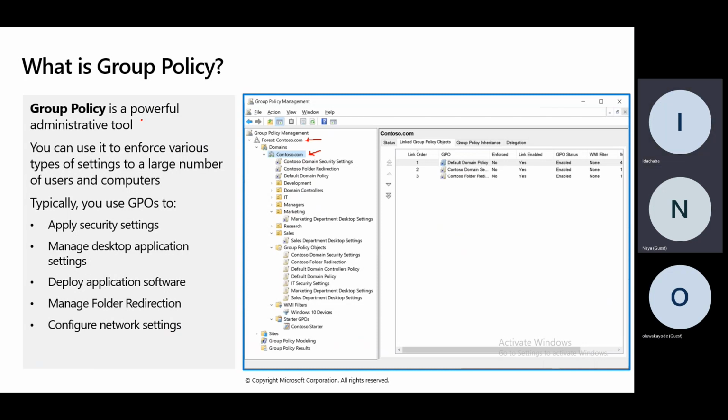So group policy is a powerful and sensitive tool. You can use it to enforce various types of settings to a large number of users and computers. Now you have 1,000 computers in your company. Would you go around changing the screensaver on 1,000 computers by yourself? You will just kill yourself. So all you need to do is connect all those computers to a server. They become domain joined.